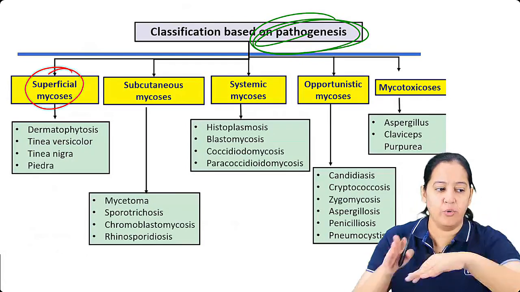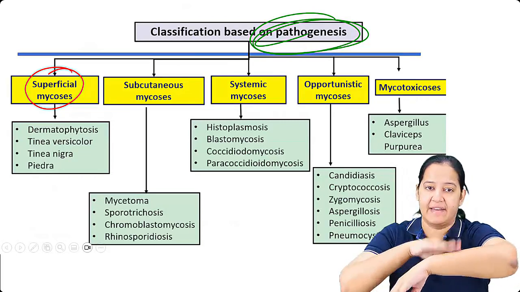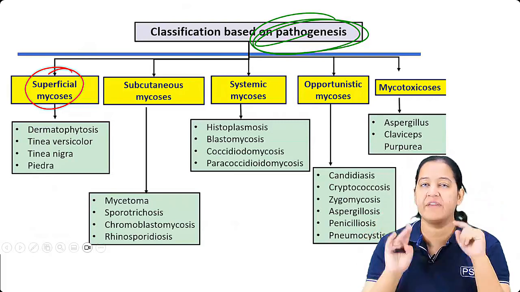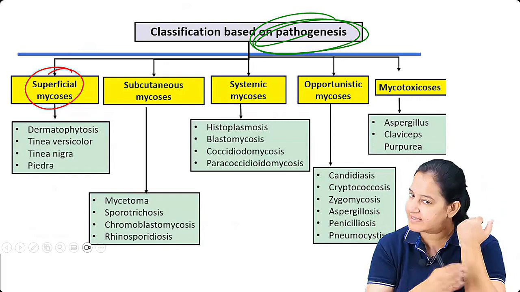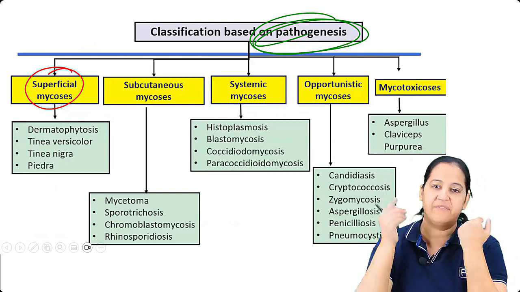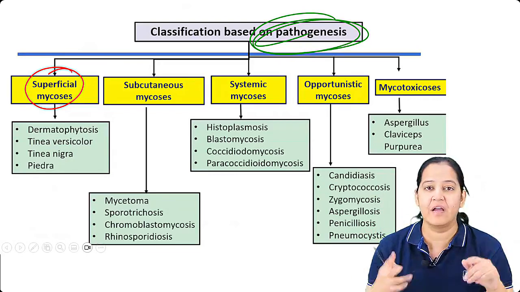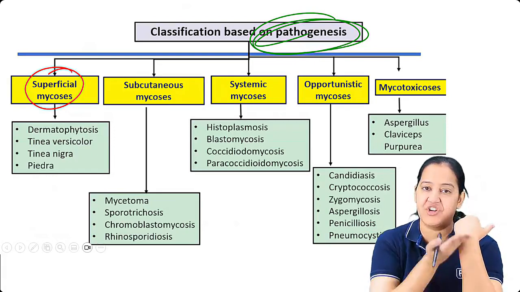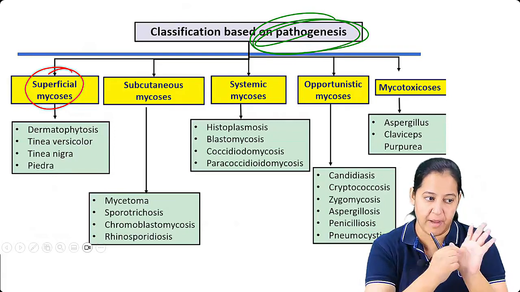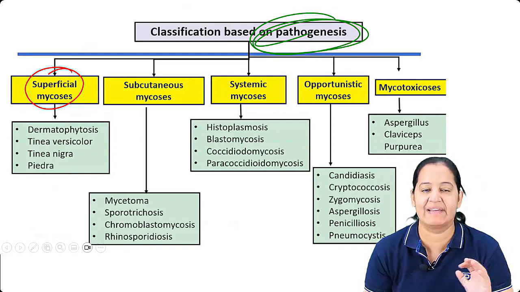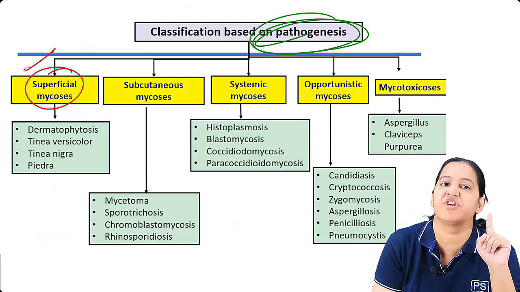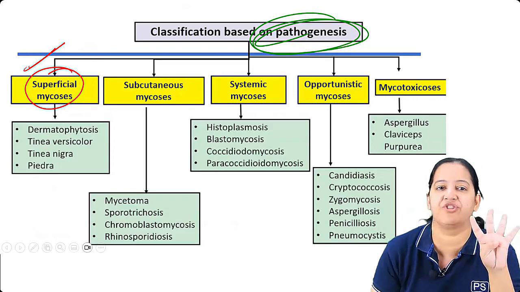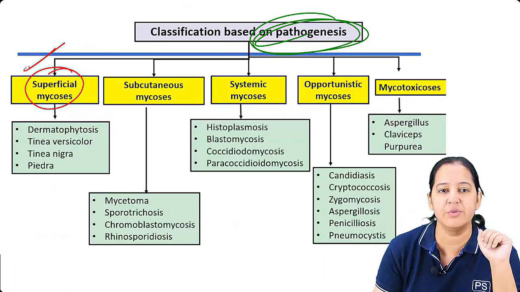Some fungi involve only the superficial layer of the skin, the keratin, the dead layer. We have keratin at three places in the body: in the skin, in the hair, and in the nails. That is the dead layer. We cut hair, we cut nails, we don't have pain. Even if we scratch the superficial layer on the thumb or palm, we don't have pain because it is a dead layer, keratin. So disease of the keratin is superficial mycosis. There are four fungi which involve the superficial layer.